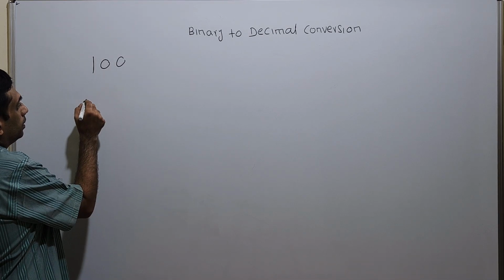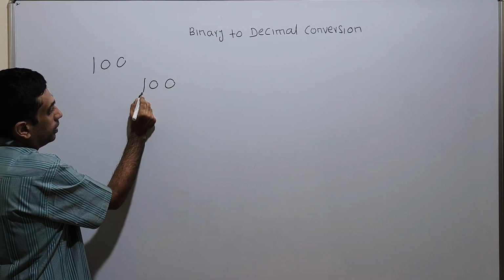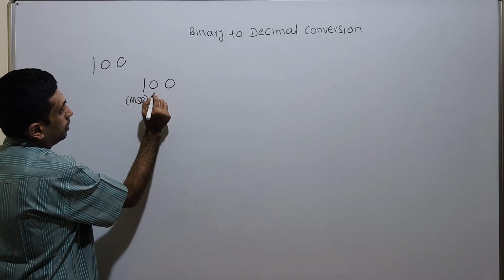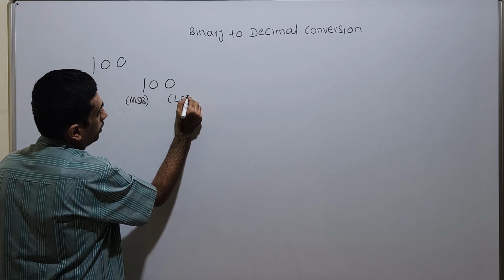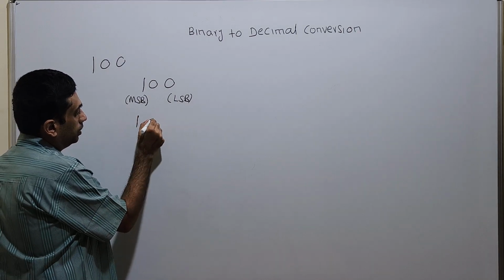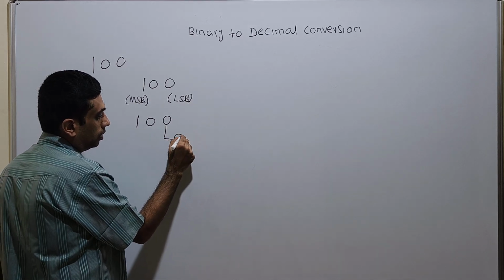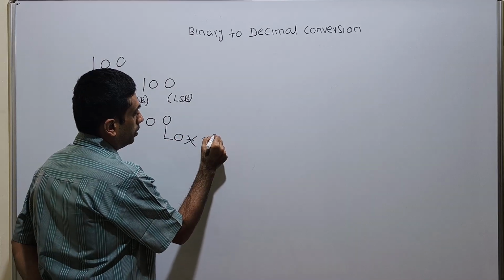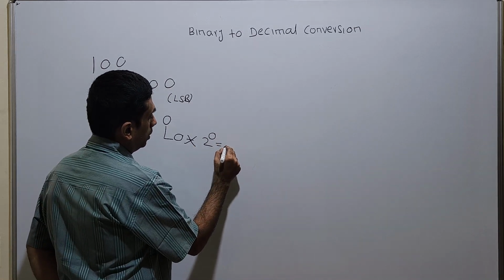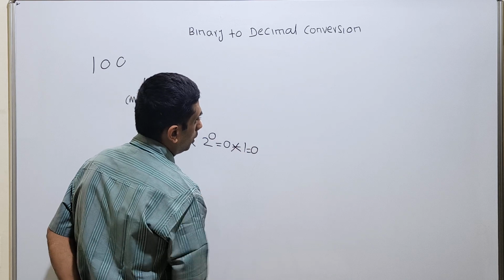So 100. If you take 100, the 1 is the MSB, the most significant bit, and 0 is the LSB, the least significant bit. What you are supposed to do is take this 100, take the least significant bit first, 0, multiplied with 2 power 0. So 0 into 2 power 0, which is equal to 0 into 1, since 2 power 0 equals 1, which is equal to 0.